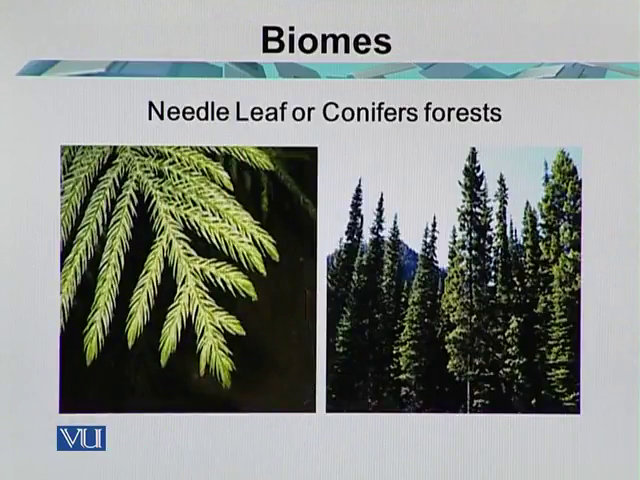Now the next type of the biome is the needleleaf or conifer forest. This type of forest has straight trunks, cone-shaped trees with relatively short branches and small narrow needle-like leaves. Most conifers are evergreen, retaining their needles for several years before shedding them.